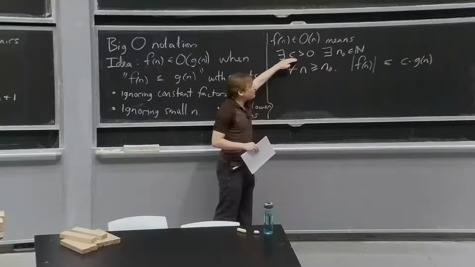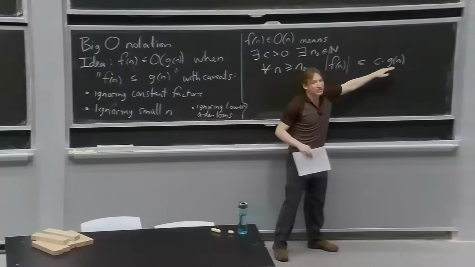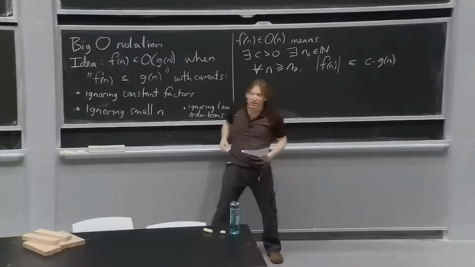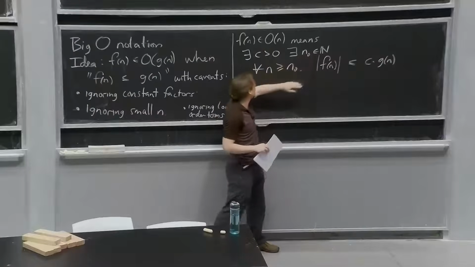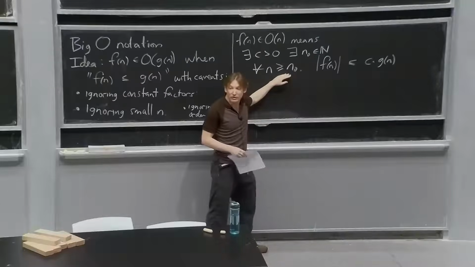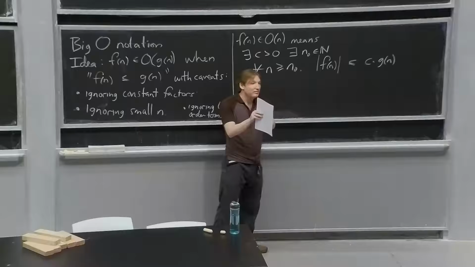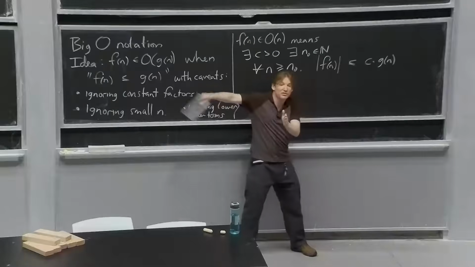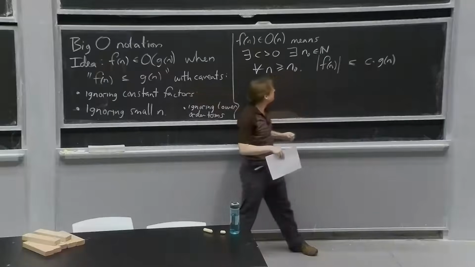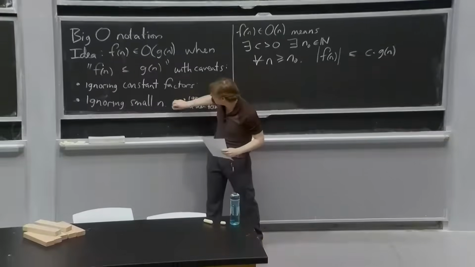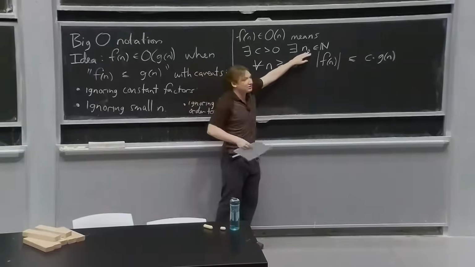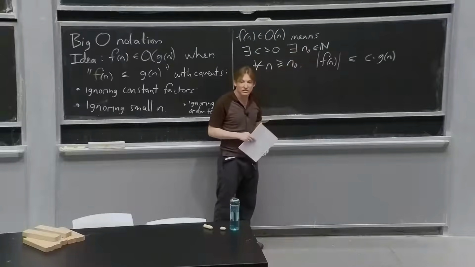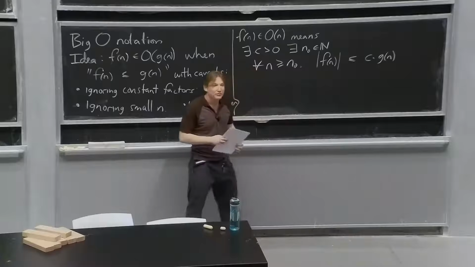There exists a constant factor, c, so that f is less equal to c times g. That's this, ignoring constant factors. There exists an n naught so that for all n greater than or equal to n naught, there's some starting point after which this inequality is always true. And I don't care what happens before n naught. So that's this point here, ignoring small n. Small n are the ones smaller than n naught. N sub 0 is sometimes pronounced n naught, N-A-U-G-H-T.